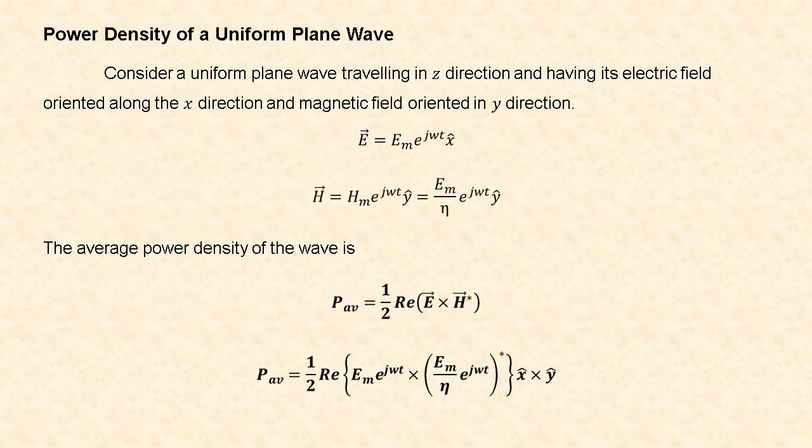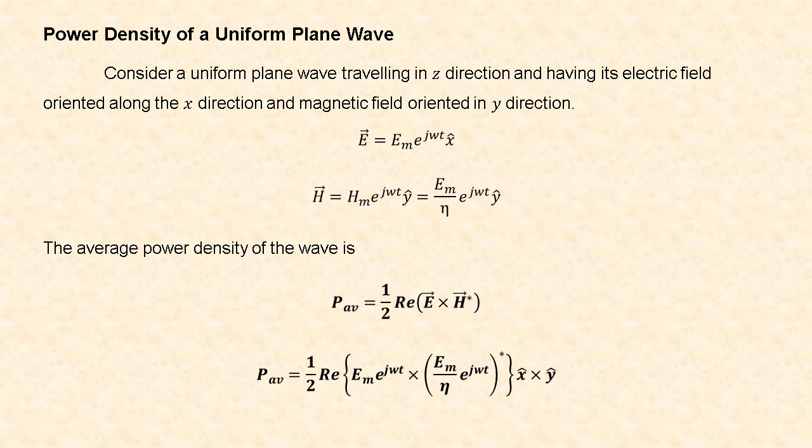Next is power density of a uniform plane wave. Consider a uniform plane wave traveling in the z direction, with its electric field oriented along the x direction and its magnetic field oriented along the y direction. That is, E vector is equal to Em into e power j omega t into x cap. X cap is the unit vector along the x direction. Similarly, H vector is equal to Hm into e power j omega t into y cap. Y cap is the unit vector along the y direction.